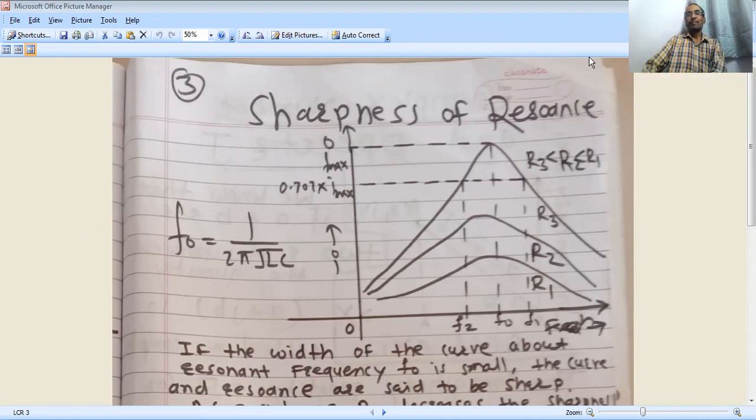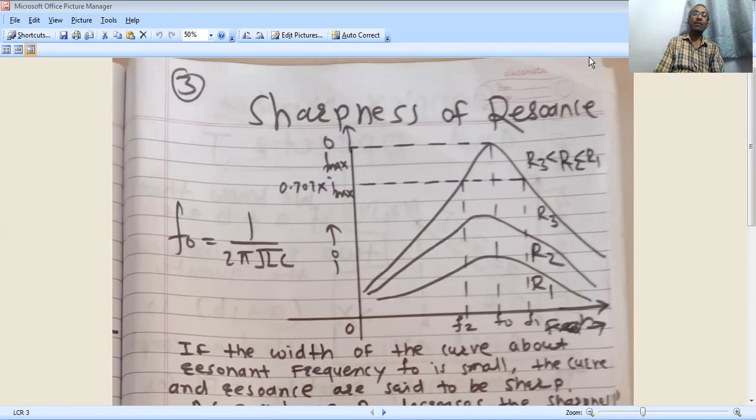Today we are going to see the next point of series LCR circuit. The point is sharpness of resonance. Okay.